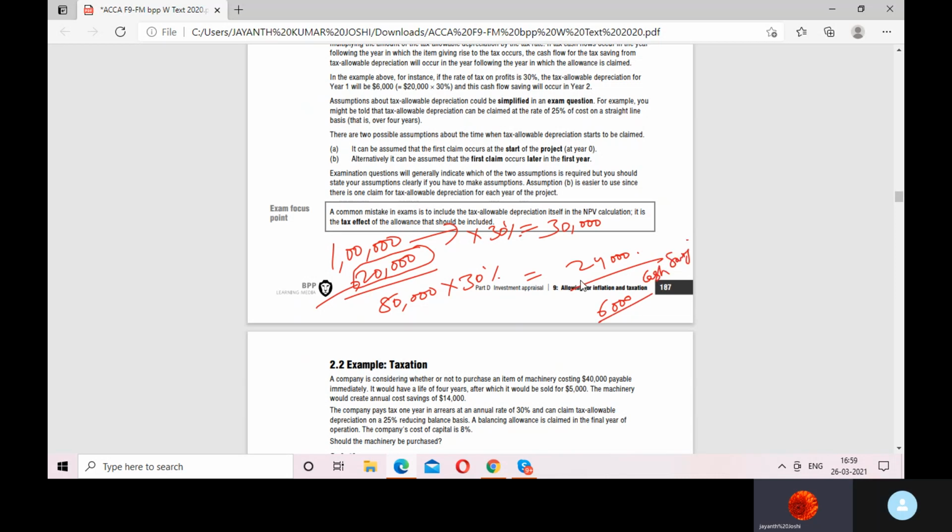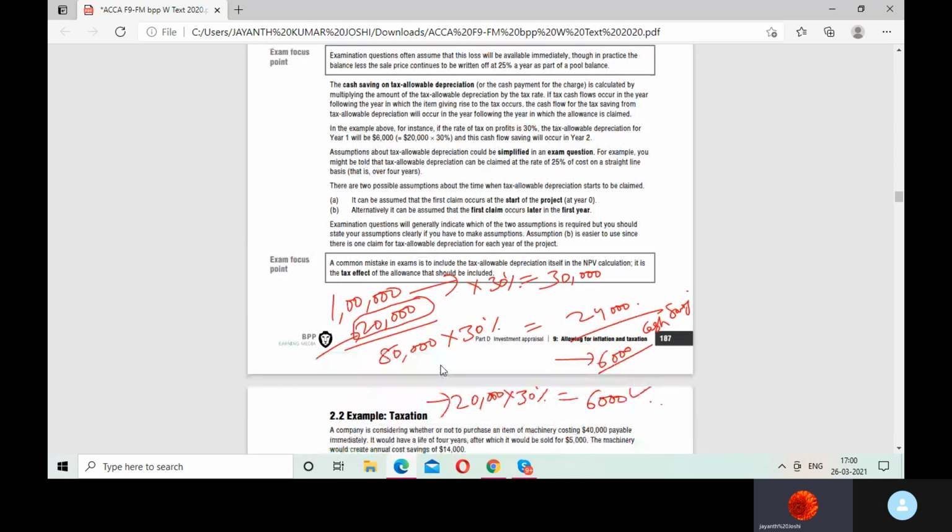Because this depreciation is allowed as a deduction in tax computation, tax allowable depreciation deduction can be claimed on this. So this 6,000 cash saving you can directly calculate: 20,000 into the tax rate is 6,000. So this is your cash saving. Directly also you can calculate, on the depreciation amount. Got my point? Either you can do this long procedure, or directly take this depreciation amount and find out your cash savings from this.